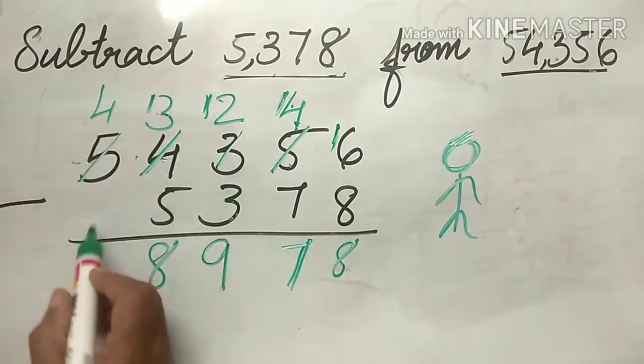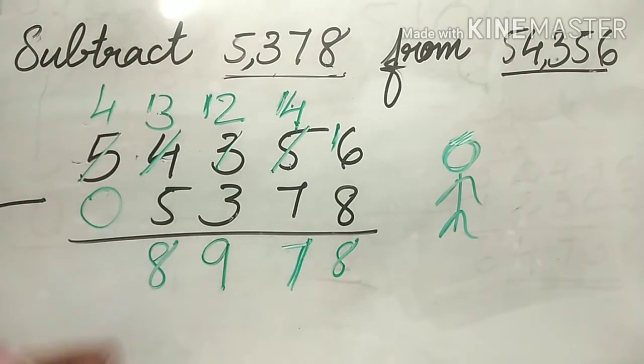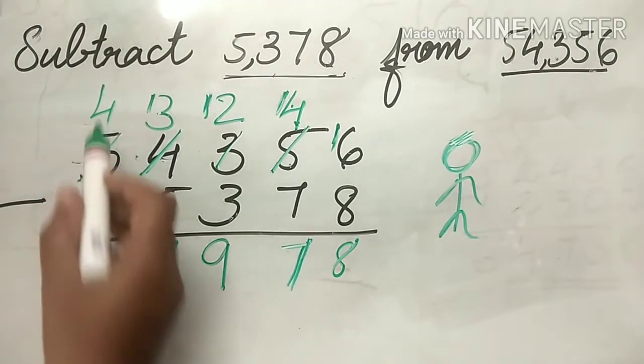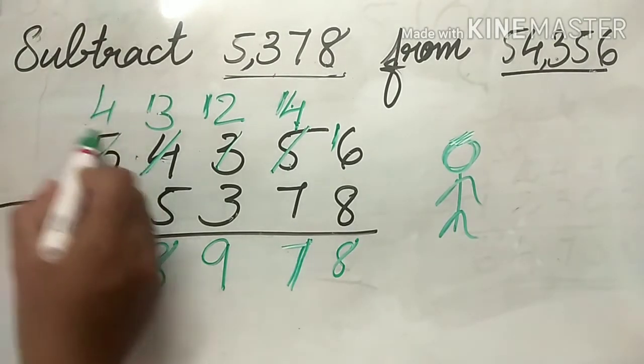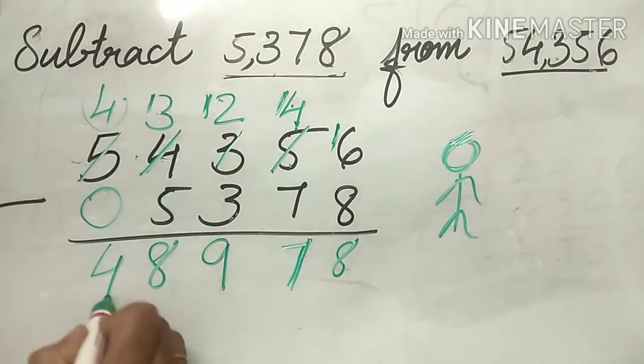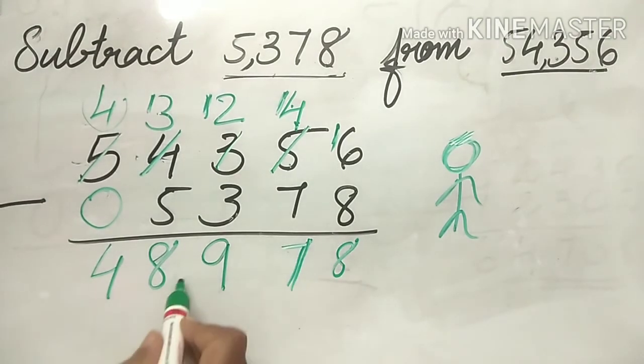Then 4, here nothing is there. If you want, you can put 0. 4 minus 0, any number. If we are subtracting 0 from any number, the answer is the same number. So you can write here 4. So the answer is 48,978. Now let's see how to check whether the answer is correct or not.